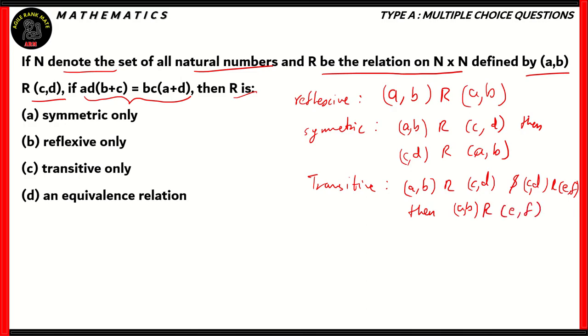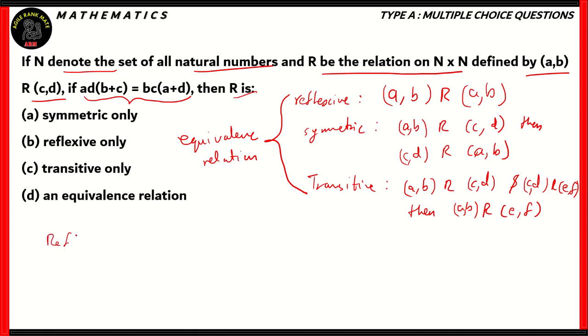So this is a generalization of any relation. We're looking at the scenario where these statements are true for everything. Now, if a relation is reflexive, symmetric, and transitive, then it's called an equivalence relation. Now, the relation is (A,B) is related to (C,D) if AD(B+C) = BC(A+D). So this is our relation.